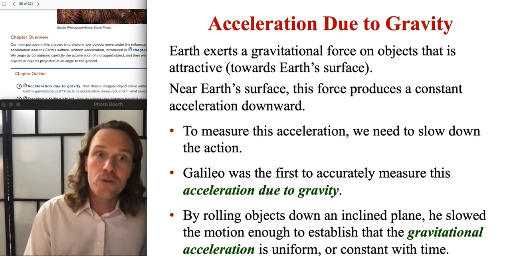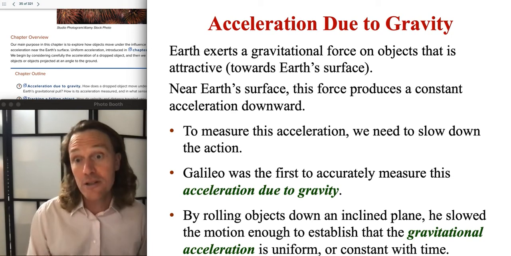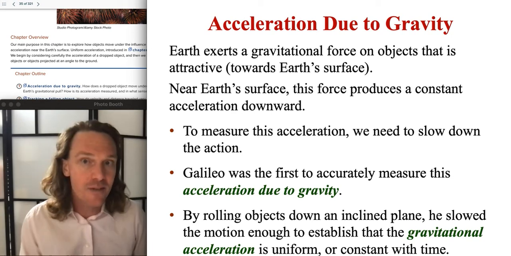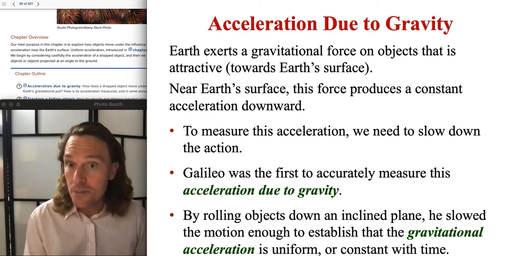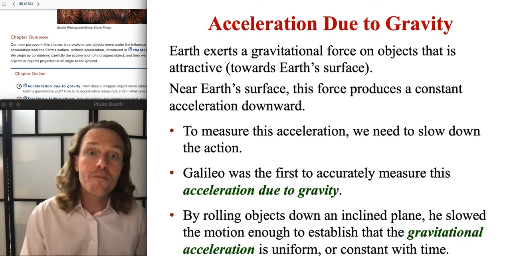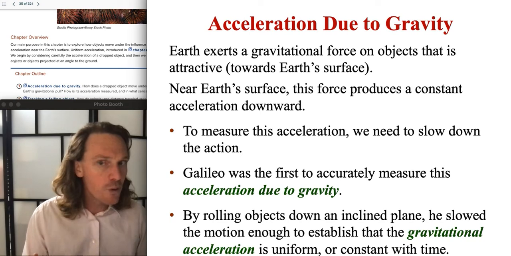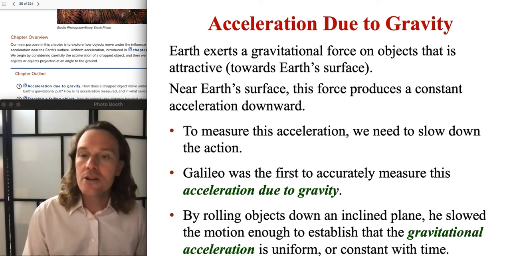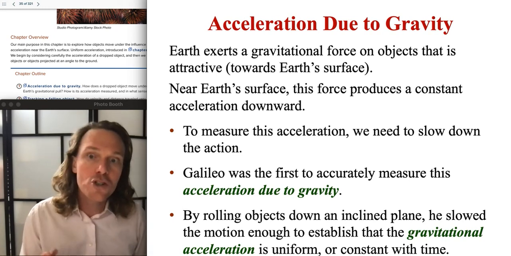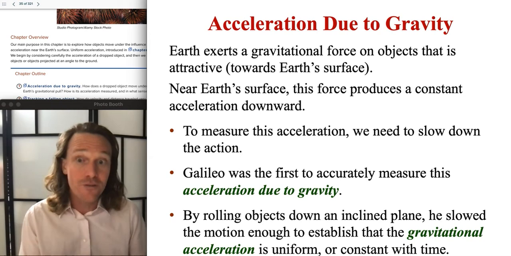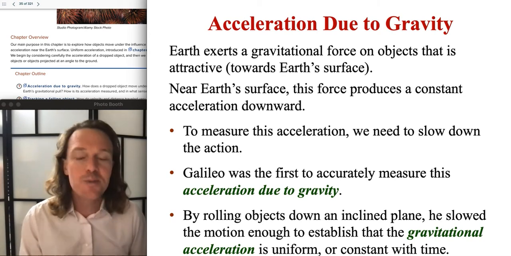Earth exerts a gravitational force on objects that is attractive, okay? By the way, gravitational force, always an attractive force, unlike the electrostatic force. Near Earth's surface, this force produces a constant acceleration downwards. Excellent, okay? Unchanging. To measure this acceleration, we need to slow down the action, okay? It's difficult to measure. It's fast enough that you either have to drop something off a really big cliff to actually measure it accurately, or use modern techniques like fast film rates, where you can analyze something maybe 60 times per second or 120 times per second, right?